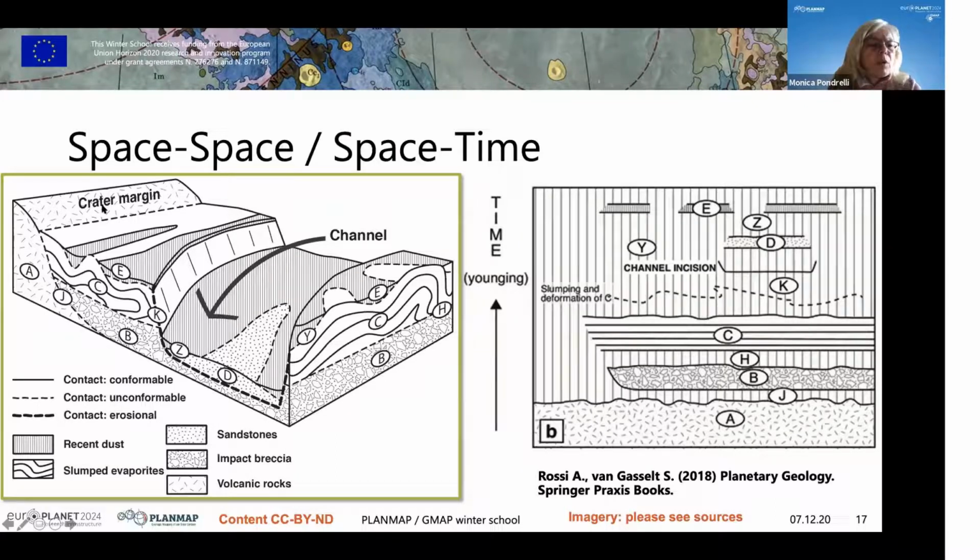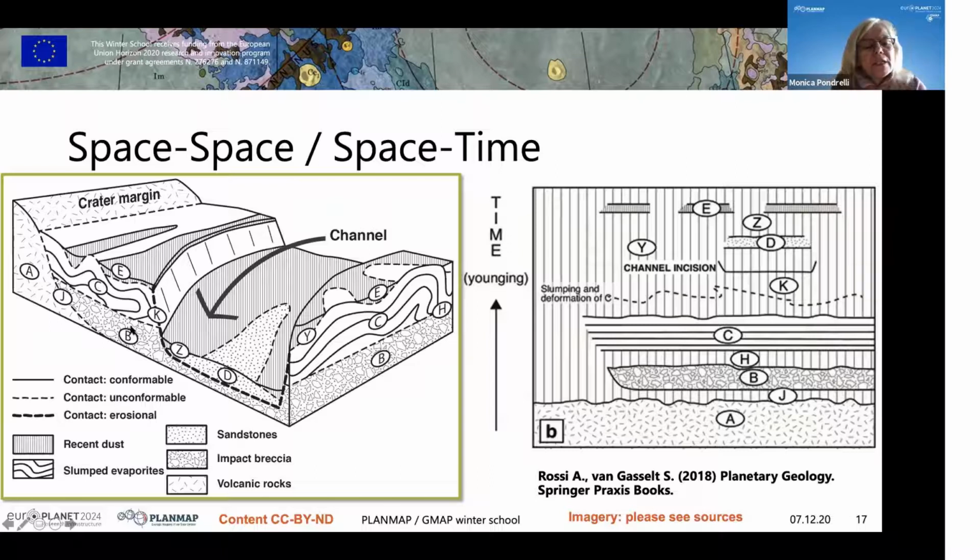So here we have a crater margin. The crater is infilled with these impact breccia deposits. Then there is the deposition of these slumped evaporites. These two deposits, the breccia and the evaporites, are cut by this channel, which erodes these deposits. Later on there is the deposition of the material transported by the water inside the channel, this sandstone, and then all the basin is covered by this recent dust.